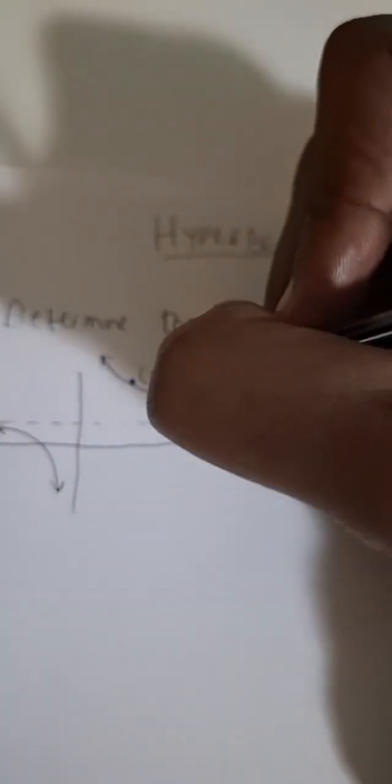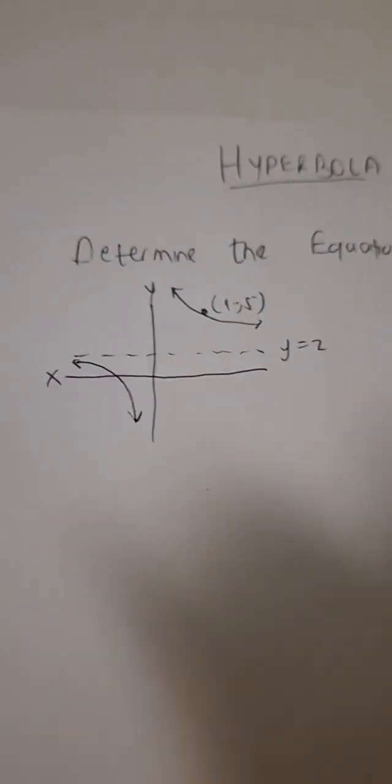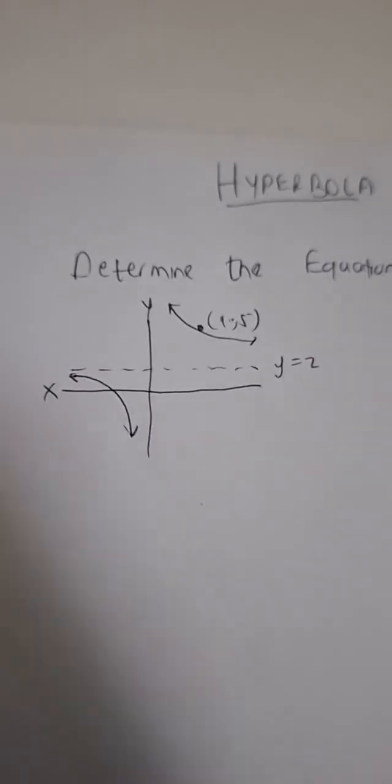Here is the function. It passes through (1, 5) in the first quadrant, and then in the other quadrant, this is what we have. The arrows are there intact. We have the y-axis and the x-axis. So how would we go about finding the equation of the given hyperbolic function?